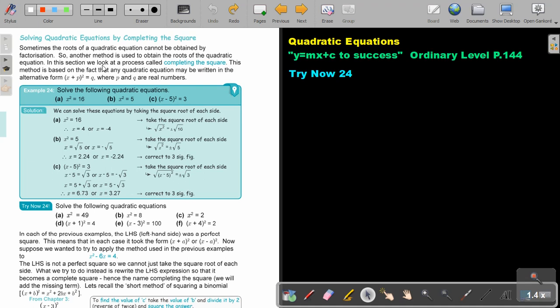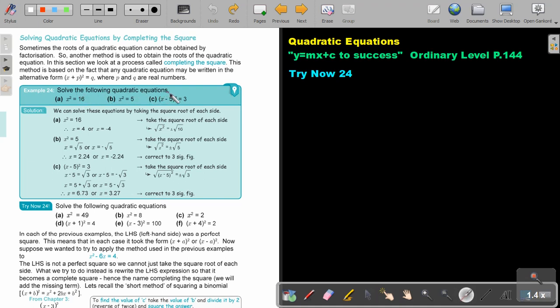In this section, we look at a process called completing the square. This method is based on the fact that any quadratic equation may be written in the alternative form (x + p) squared is equal to q, where p and q are real numbers. But first, let's look at an example.